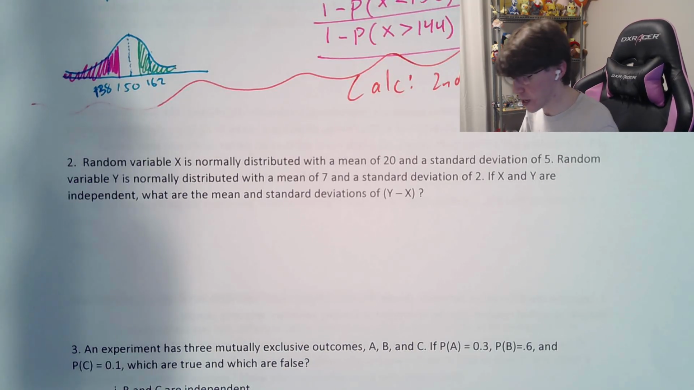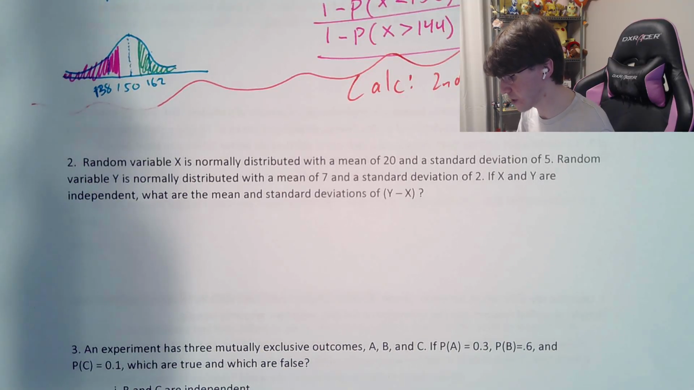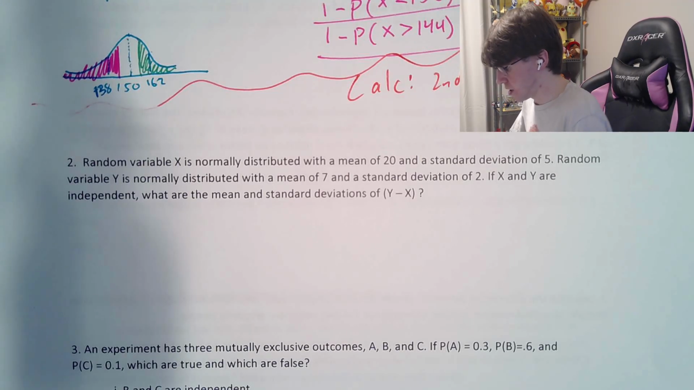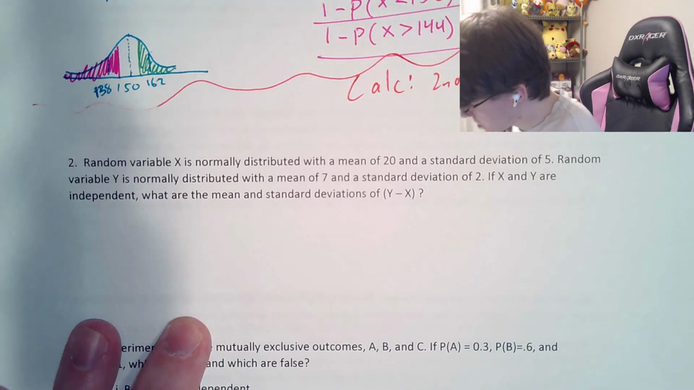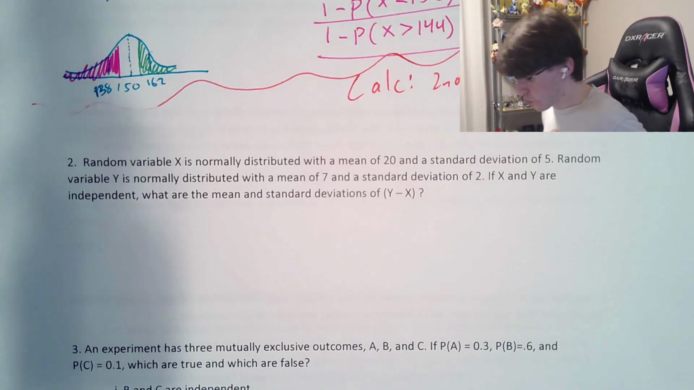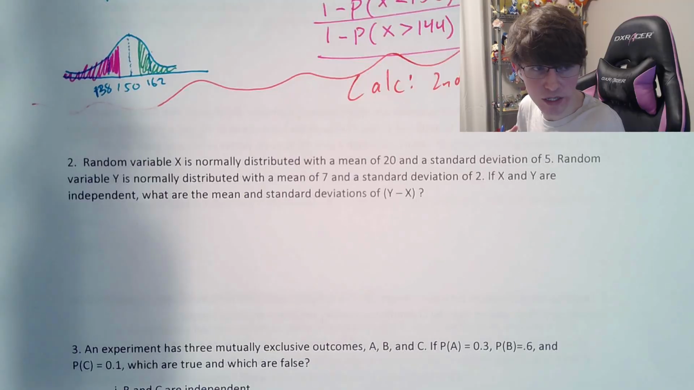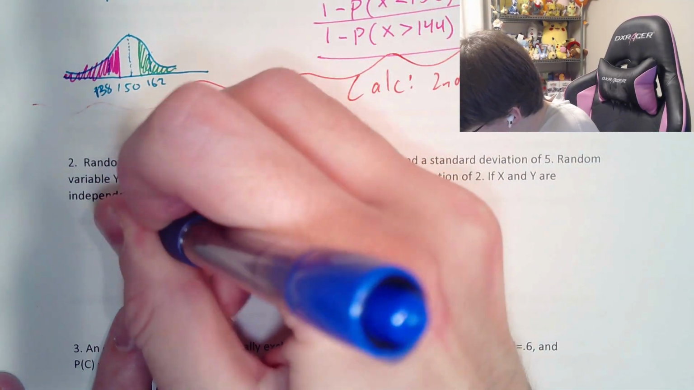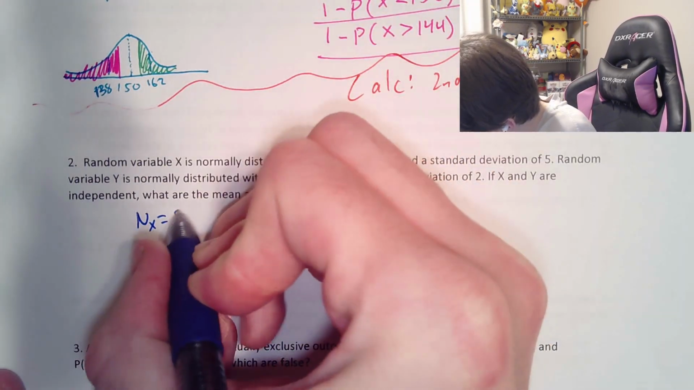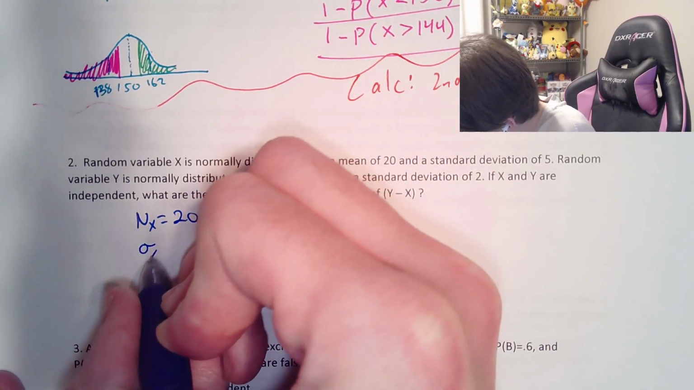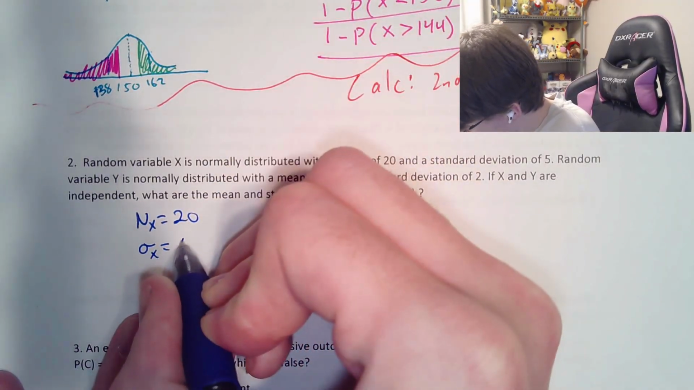Yes or no? Random variable x is normally distributed with a mean of 20 and a standard deviation of 5. So we're going to go ahead and say, this didn't say normal, it says normally distributed. The normal distribution is actually not important for this. The only part that is important is the actual mean. So our mu of x is going to be 20, and our standard deviation of x is going to be equal to 5.